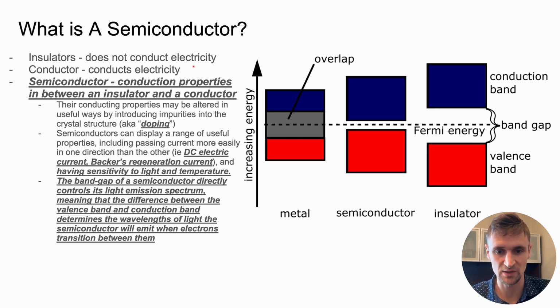And the reason that semiconductors are so valuable in computing is because basically, with a semiconductor, you can actually modulate the electrical conductivity of the semiconductor, protein in the biological case, based on adding different dopants to the actual semiconductor. So, the special thing about semiconductors is that their conducting properties can actually be altered in useful ways by introducing impurities into the crystal structure, aka doping.